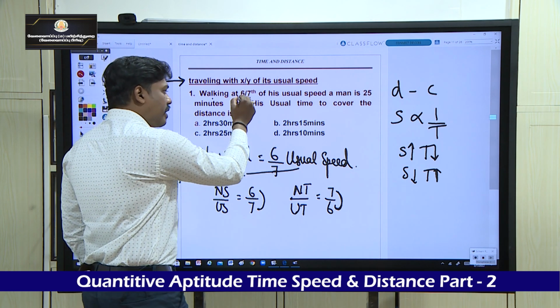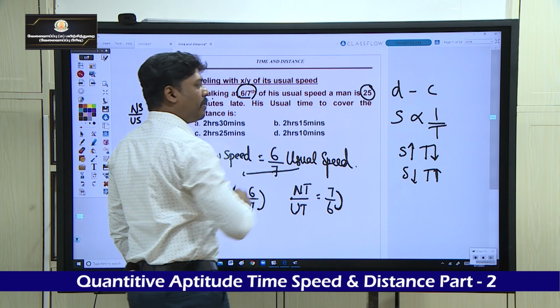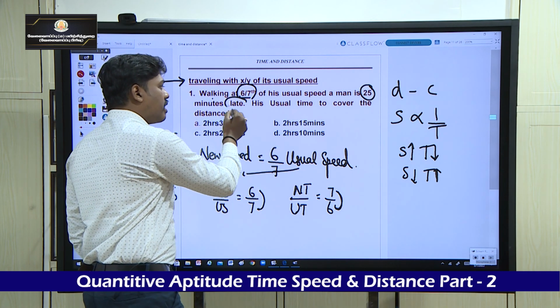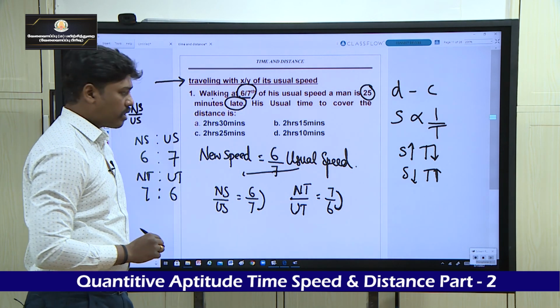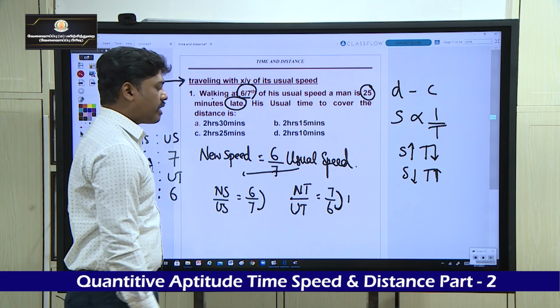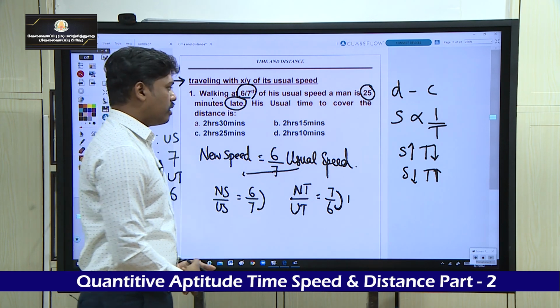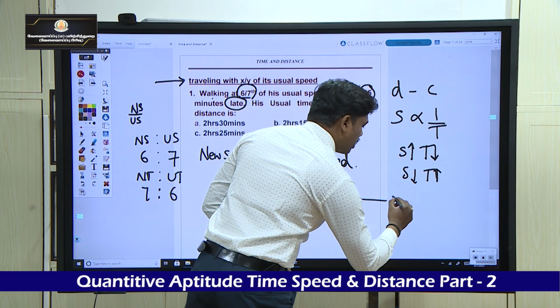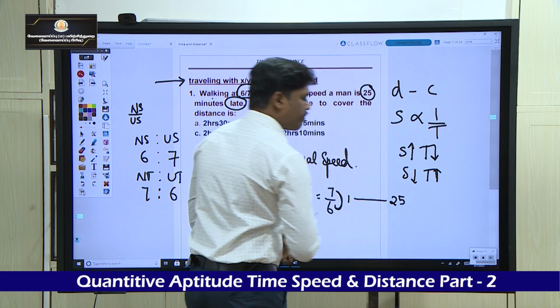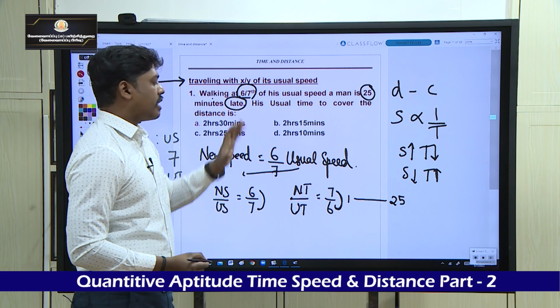Because he is reducing the speed, he is late. So time increases. He is late by 25 minutes. So here he is reducing by 1 part. So time is 1 part reduced, 1 part late. So this 1 part is that 25. This 1 part I can tell as 25 minutes late.